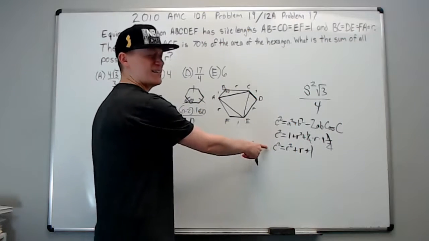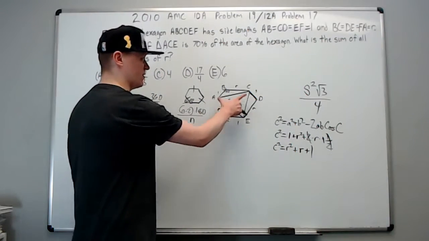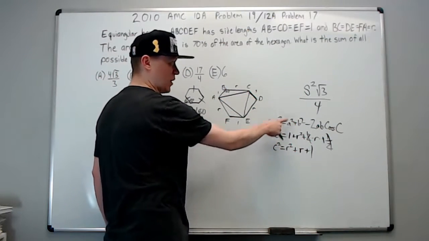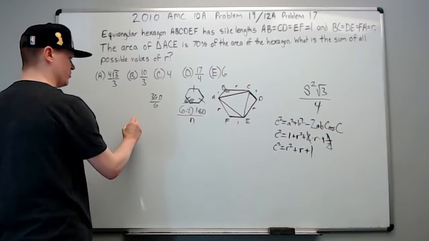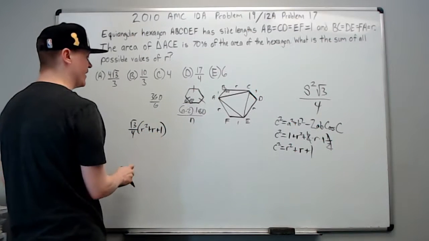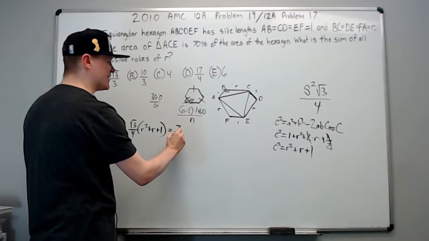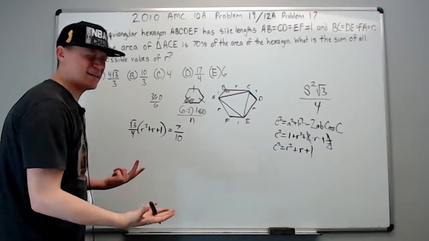Now don't get all crazy and actually find c, we don't care what c is. And the reason we don't care is c is actually s in this formula, right? And c squared is s squared, so why bother to square root? That'd be wasting time. So we've got root 3 over 4 times r squared plus r plus 1. That is the area of ACE, and it needs to be 7/10 of the area of the big hexagon.